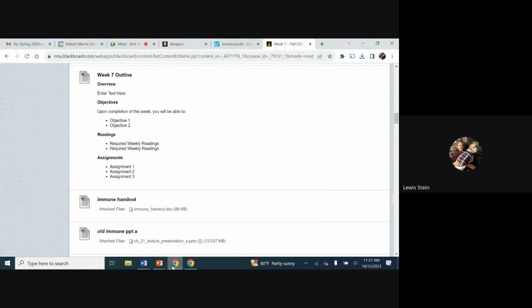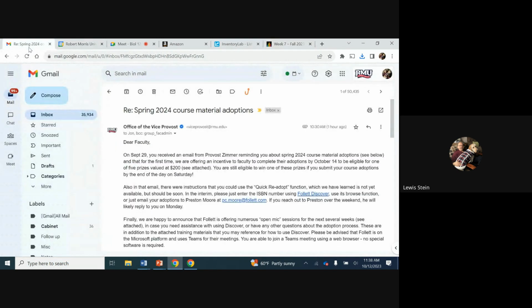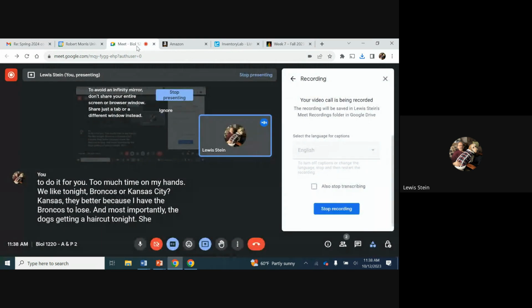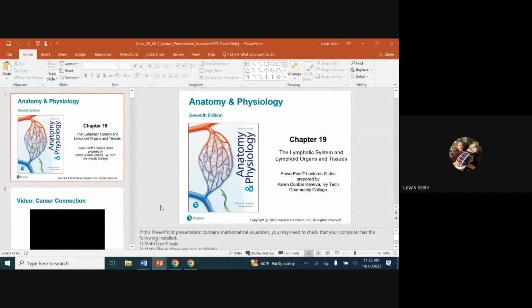Too much time on my hands. Right? Who do you like tonight? Broncos or Kansas City? Kansas City's going to win. They better, because I have the Broncos to lose. And most importantly, the dog's getting a haircut tonight. She should. Very nice dog. Right now, he's, pardon the expression, a shaggy dog. Okay, so obviously not a group that likes dogs.